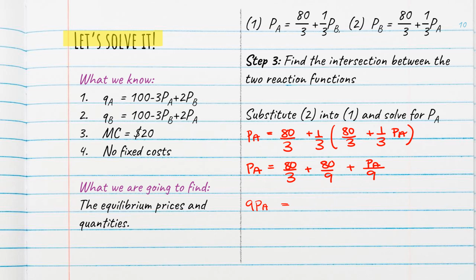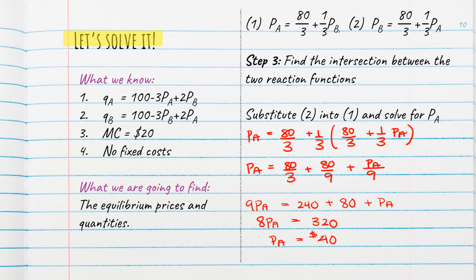Well, 80 over 3 times 9 is 80 times 3, which is 240. Then I have 80 over 9, which is 80 when I multiply by 9. And PA over 9 times 9 is PA. Now I'm like, phew, I can actually solve this question. I'm going to collect my PAs together on the left-hand side of the equation. There are 8 of them. And I'm going to add 240 plus 80. That's equal to 320. So my final step is to divide both sides by 8, and I end up with PA is equal to $40.